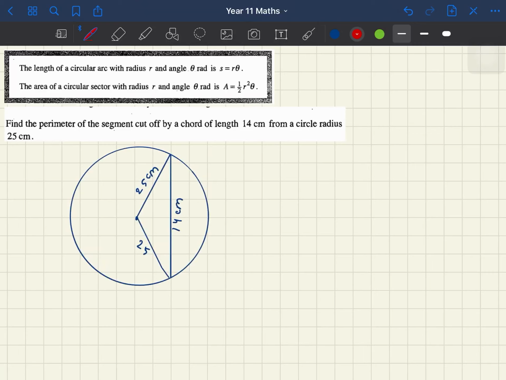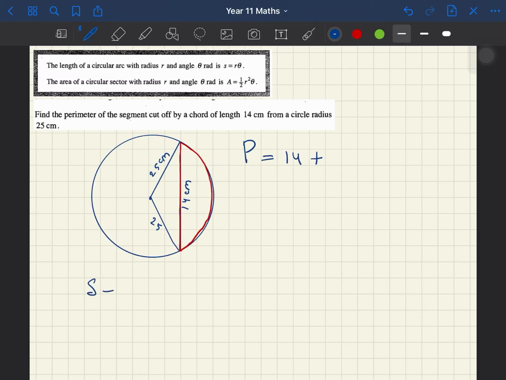So this is the segment, this part plus this part, right? This would give us the perimeter. So the perimeter of the segment equals 14 plus whatever is the length of the arc here. And again, the formula for the length of an arc is length of arc equals radius times theta, where theta is the angle in radians. So again, this formula is for radians. So how can we find this angle? Is it possible?